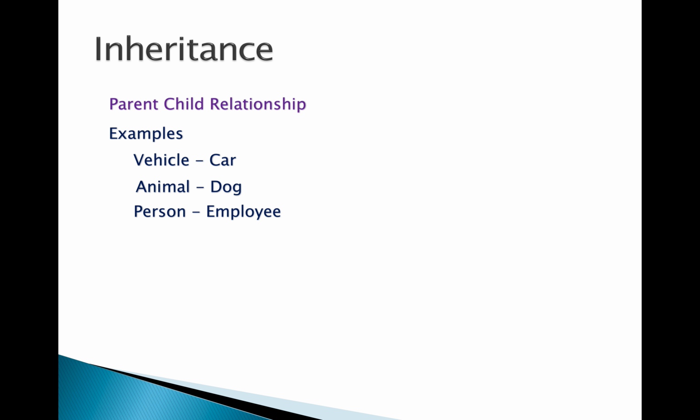If you see all these examples, they represent an is-a relationship. So if you say car is a vehicle, dog is an animal, employee is a person. Whichever objects satisfy the is-a relationship can be considered as inheritance. They can be made as a child class for that particular parent class. So here inheritance basically promotes reusability.